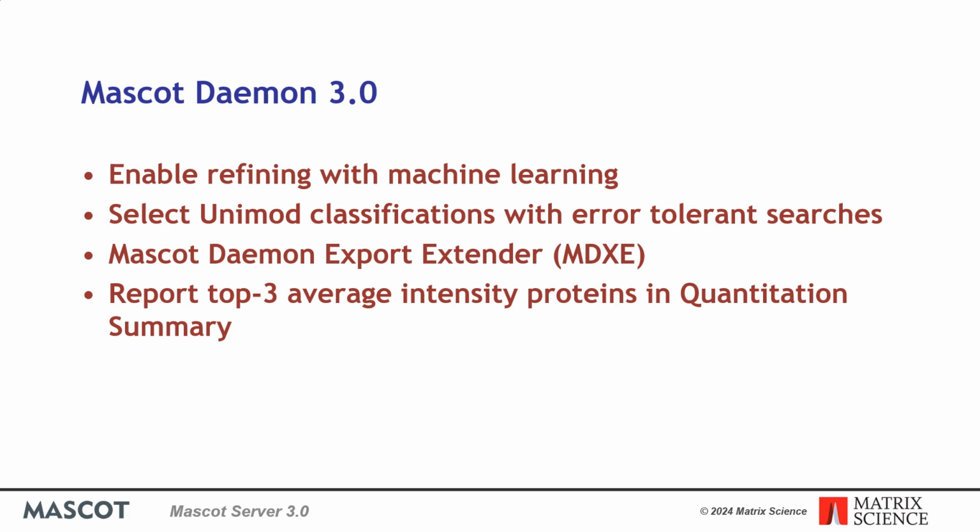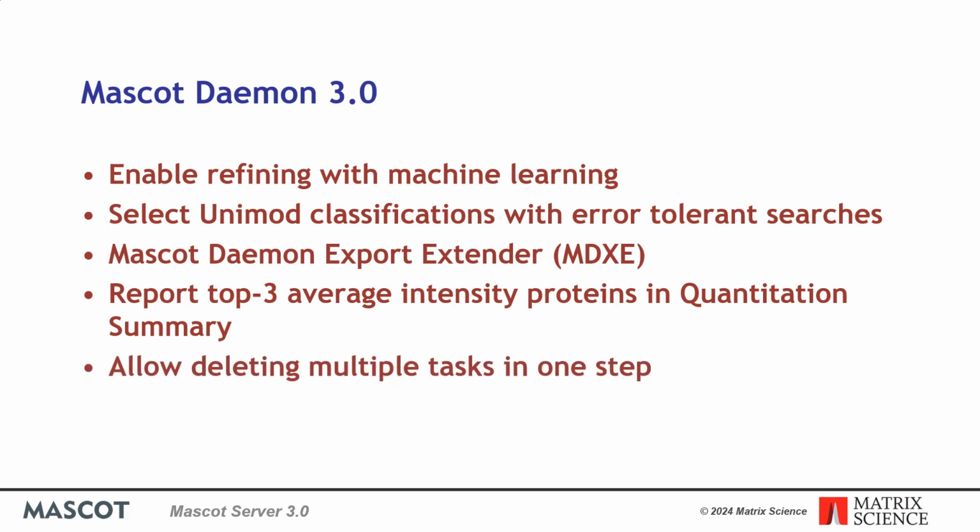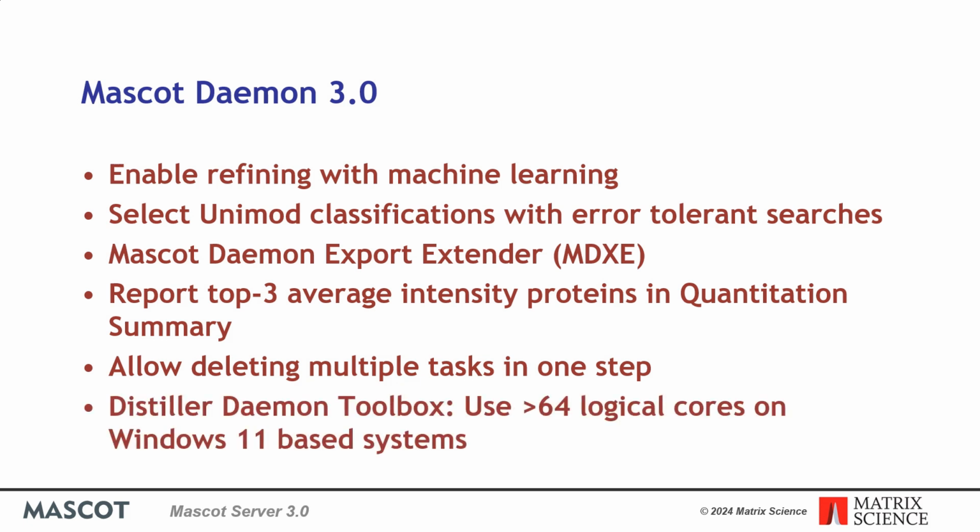When you create a quantitation summary report in Daemon, you can now use the top 3 average intensity for proteins. Deleting a large number of tasks from the Daemon task database is now much easier. Simply select the range of tasks to delete and click to delete. Also, if you use the Distiller Daemon toolbox, the toolbox is now aware of processor groups on Windows 11 based systems. For example, if your system has 96 logical cores, Daemon 3.0 distributes peak picking across all 96 cores.